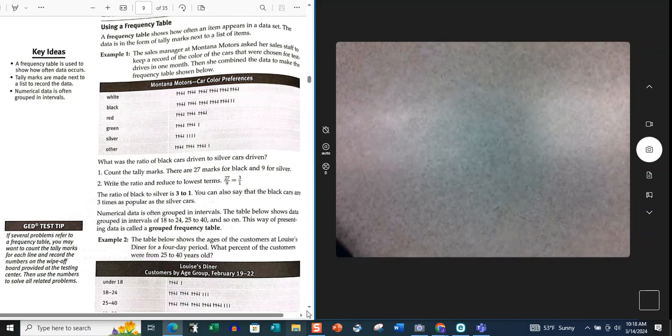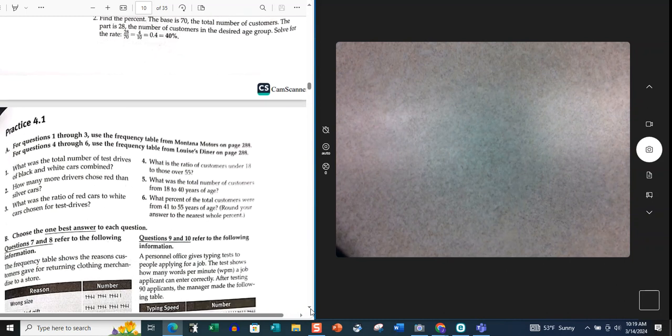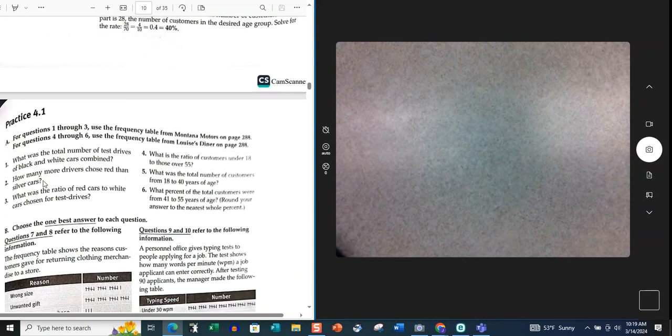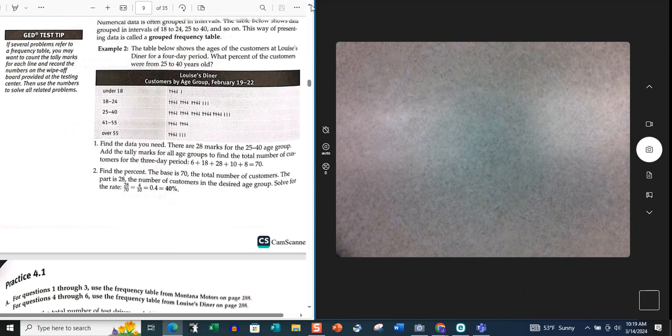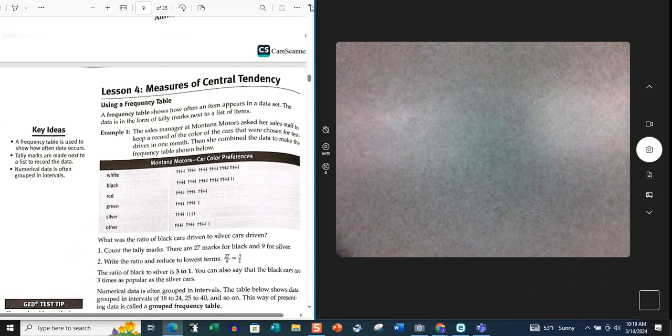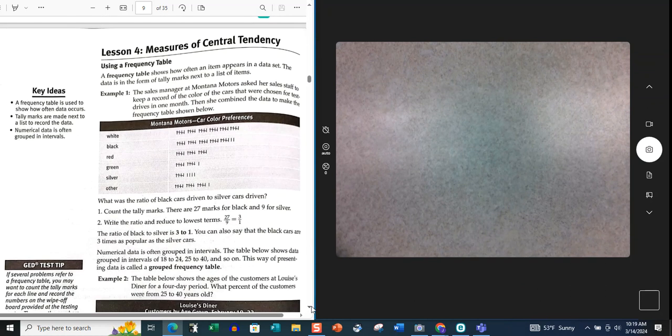Okay, now we scroll down here. Problem number 2. How many more drivers chose red than silver cars? So now we go back up here. So we're comparing red and silver cars for number 2.